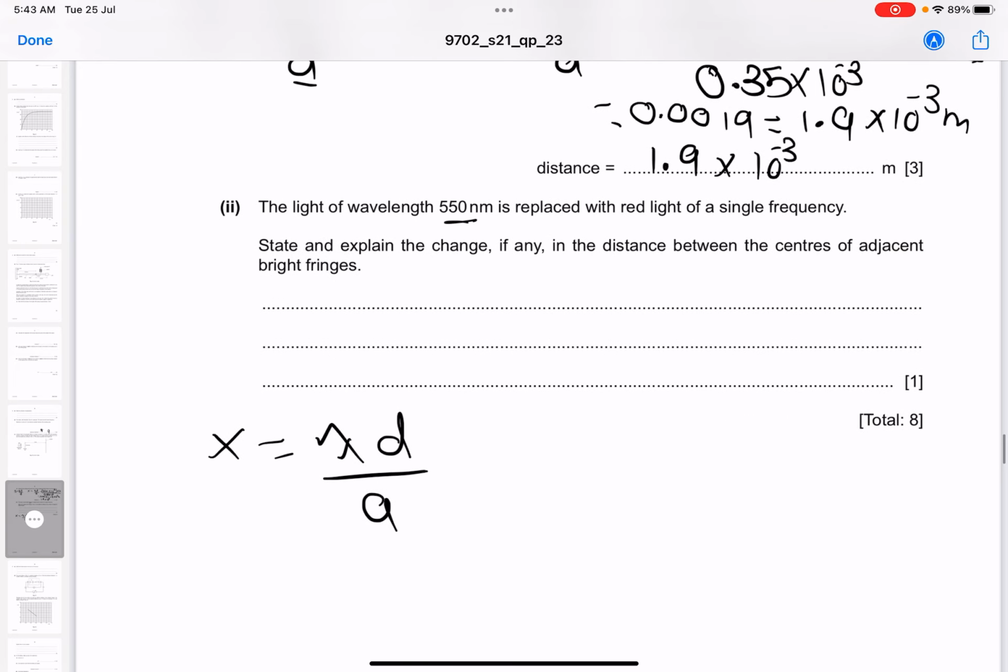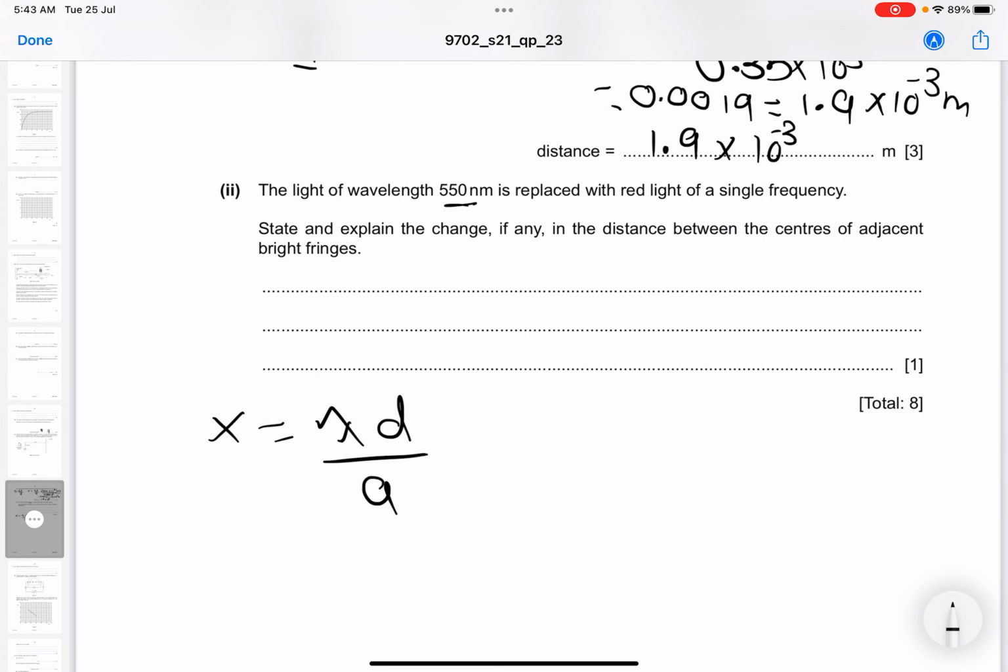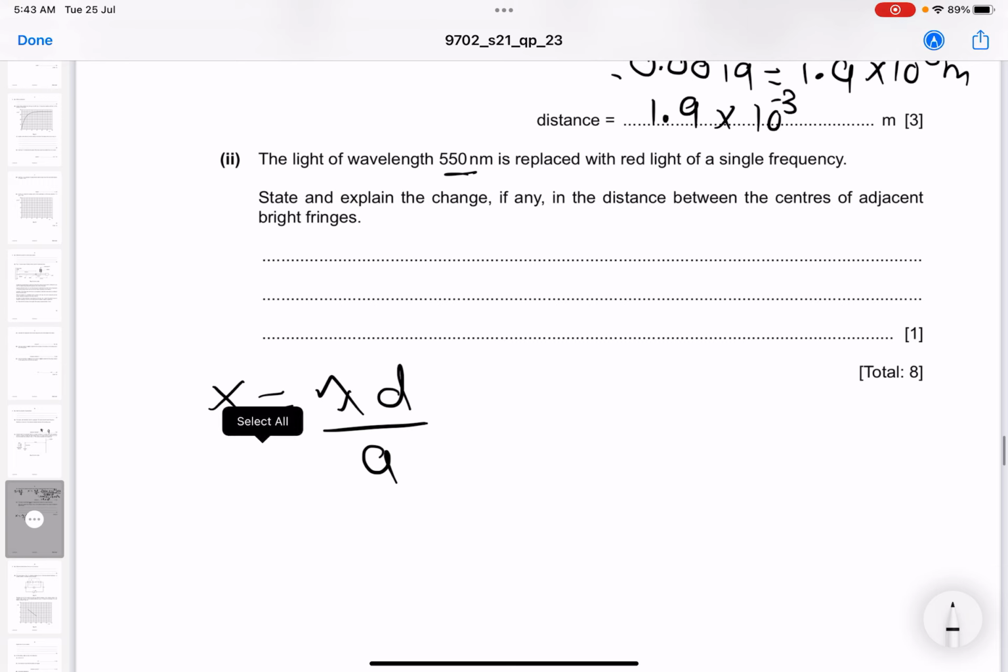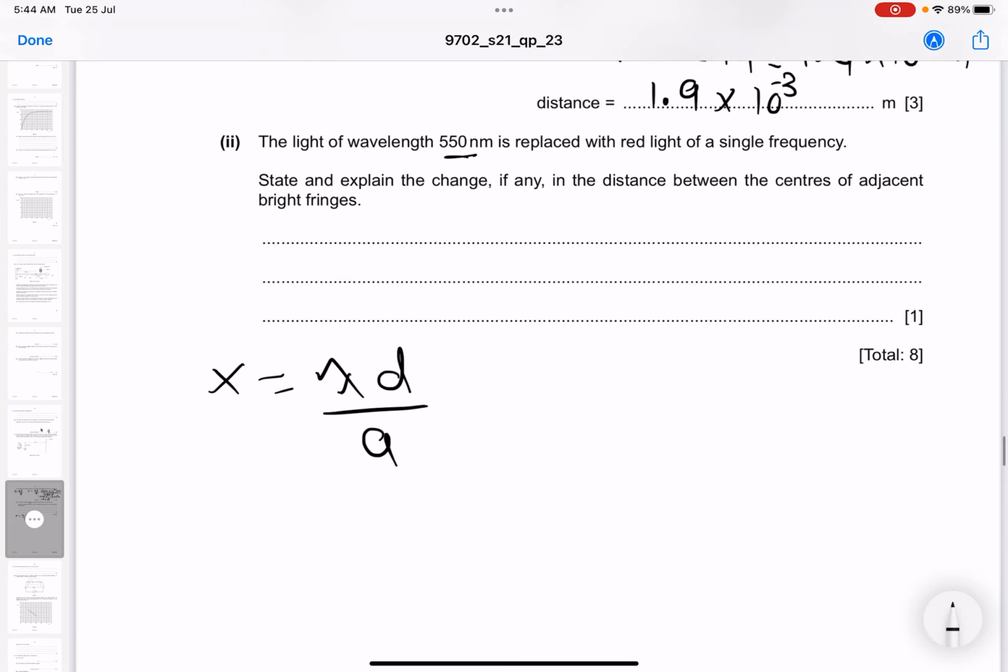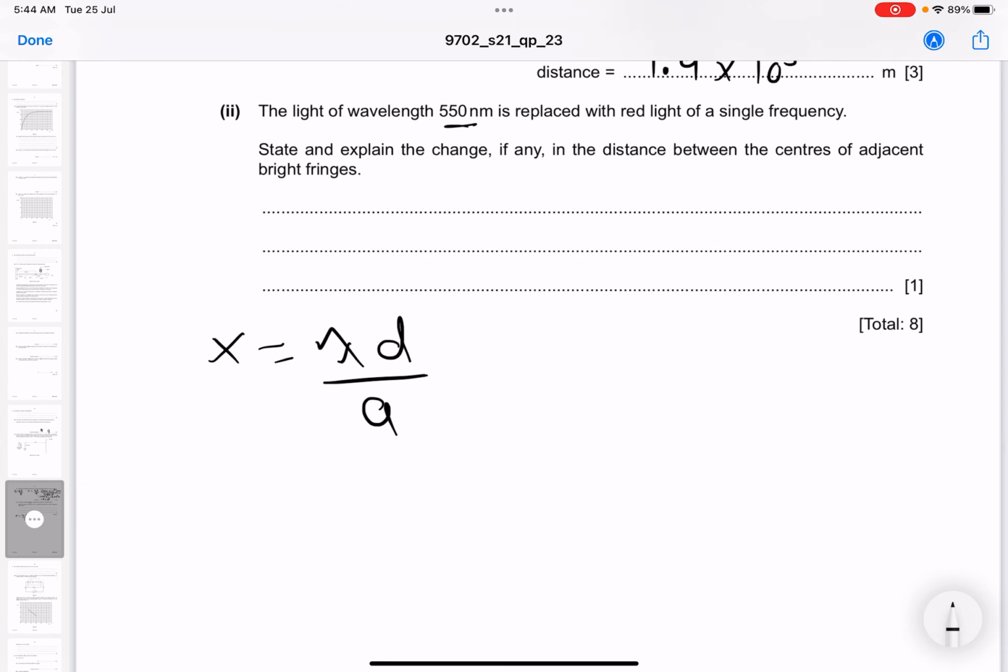Now we replace this wavelength with red light. You need to know the wavelength of red light, guys. If the wavelength is greater than 550, the distance will increase. If it was shorter than 550, the distance will decrease, guys, since X and lambda are proportional to each other. So guys, you need to know that the wavelength of the red light is about 700 nanometers.